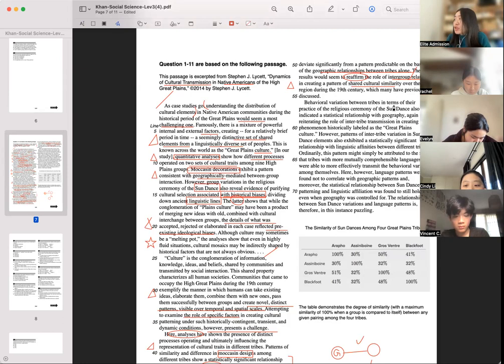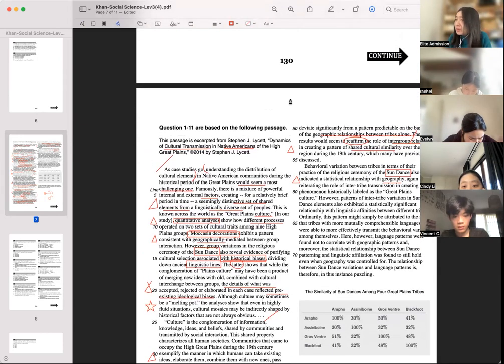Behavioral variation between tribes in terms of their practice of religion, the ceremony of Sundance. So now I'm pretty sure that's the second trait, right? So that's a relationship between the moccasin design and the Sundance. Also indicating a statistically significant relationship with geography. So it also has a geography relationship. So again, are you drawing it up? Can you draw a sort of diagram in your mind, right? So it seems that geography also has something to do with the Sundance.